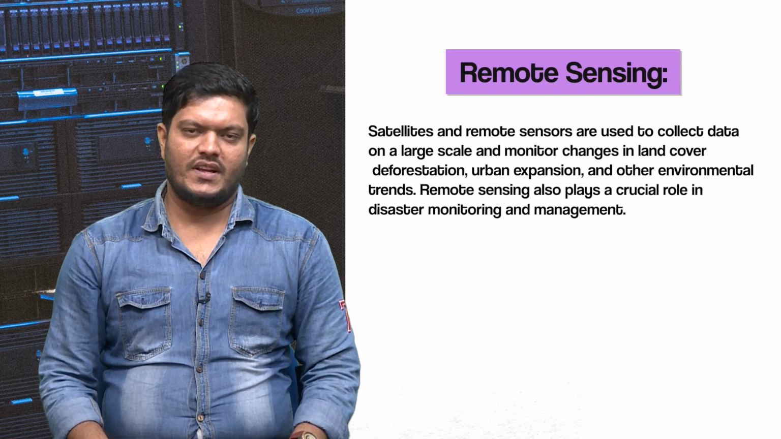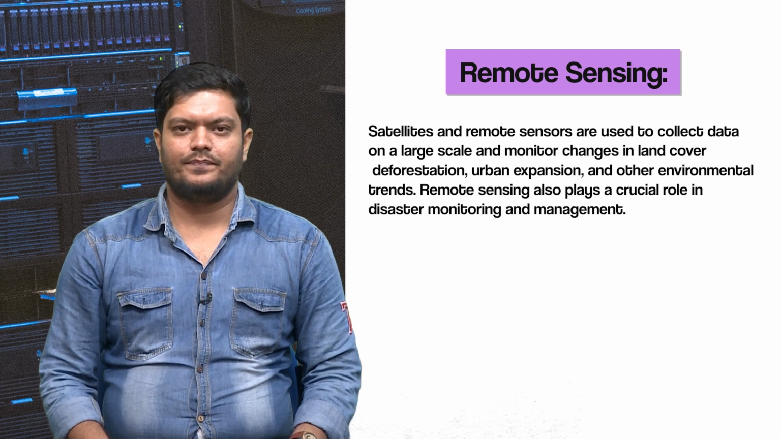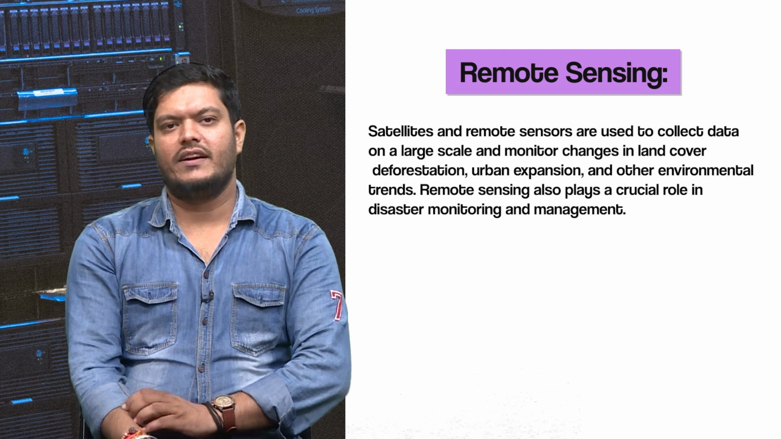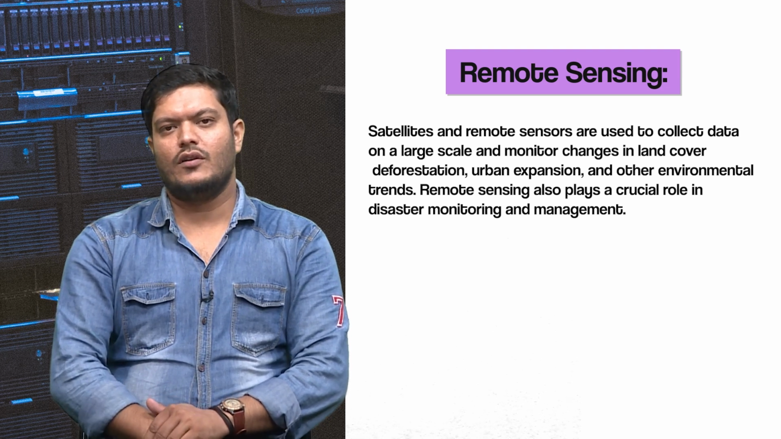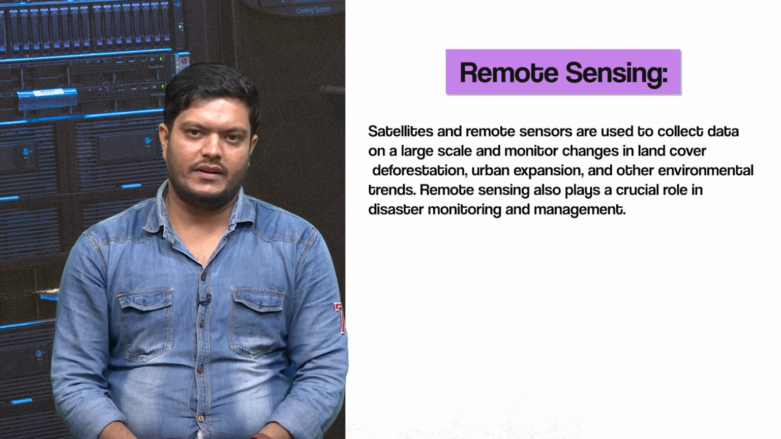Remote sensing. Satellites and remote sensors are used to collect data on a large scale and monitor changes in land cover, deforestation, urban expansion, and other environmental trends. Remote sensing also plays a crucial role in disaster monitoring and management.